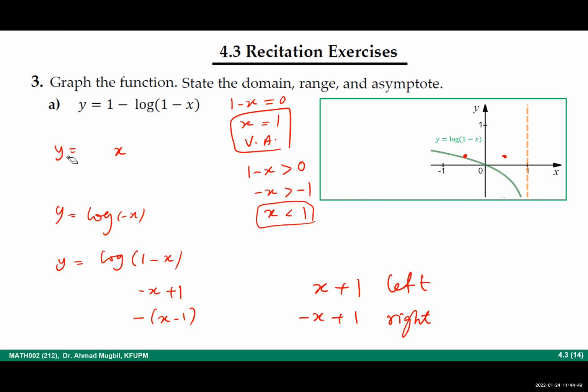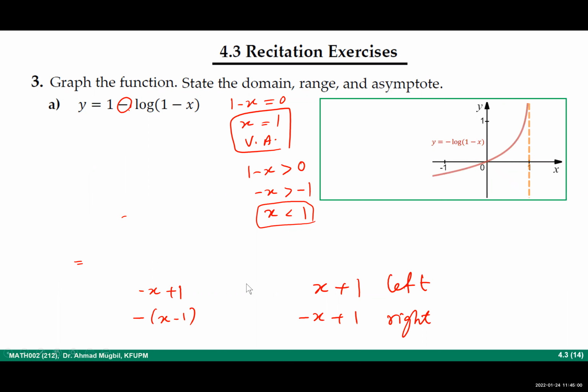Okay, let's continue now. So what will we do now? We will reflect in the x axis. Here it is. It will be reflected in the x axis. Then we will shift up what?